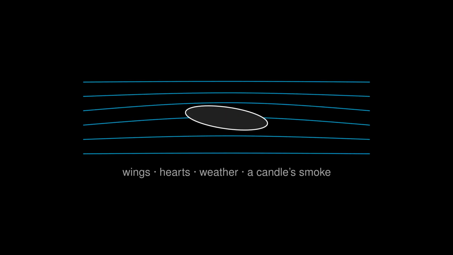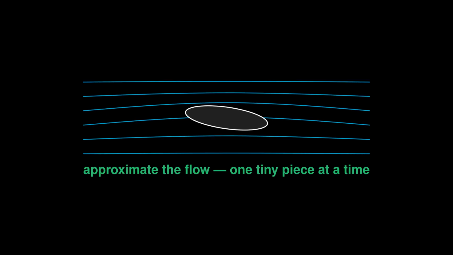Air over a wing, blood through a heart valve, smoke curling off a candle. The equations that govern all of it have been known for nearly 2 centuries, and for almost any real shape, nobody can solve them with pen and paper. Computational fluid dynamics is how we get answers anyway, not by solving the equations exactly, but by letting a computer approximate the flow, one tiny piece at a time. Before any of the details, here's the whole idea, start to finish.